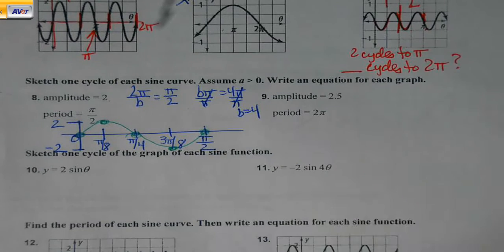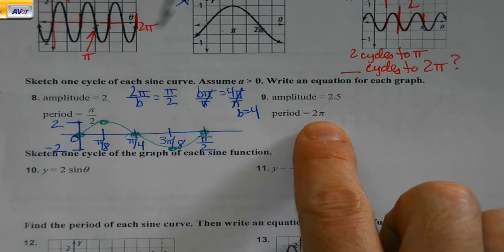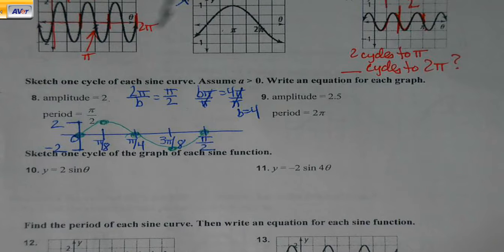If I get lucky and my period is 2 pi, that's just going to be my parent graph. I'm not going to have to do anything cute. Just sketch the graph and go about your business.